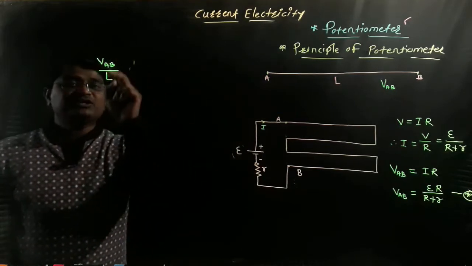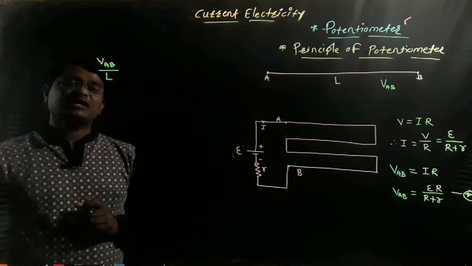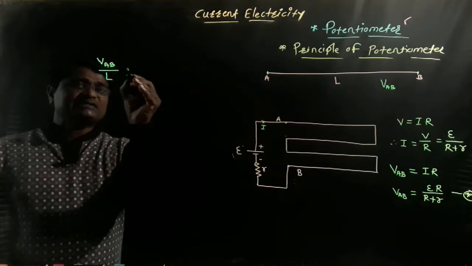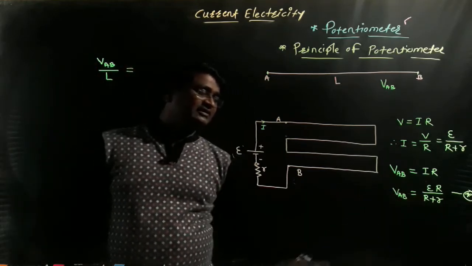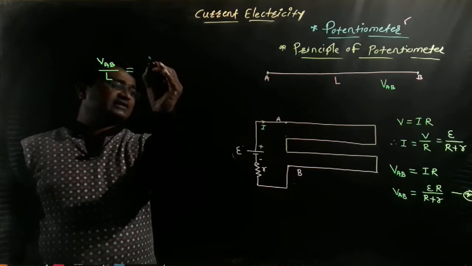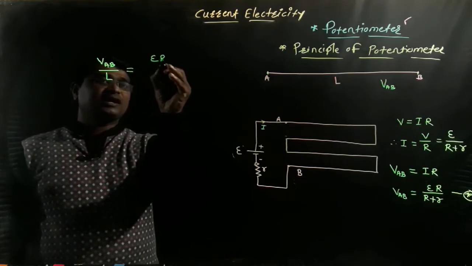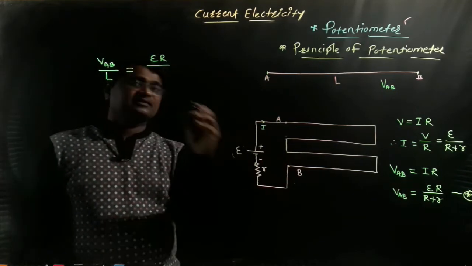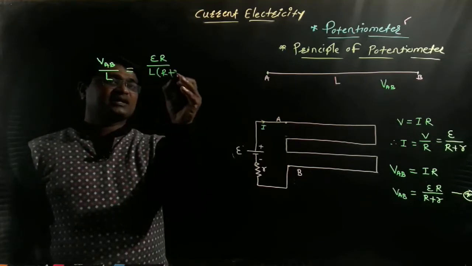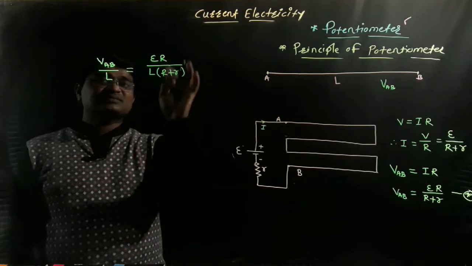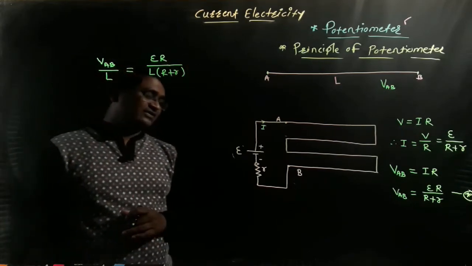So the potential per unit length will be denoted by VAB divided by L. So VAB is equal to epsilon R divided by L and R plus R. This is the potential per unit length of the given wire.